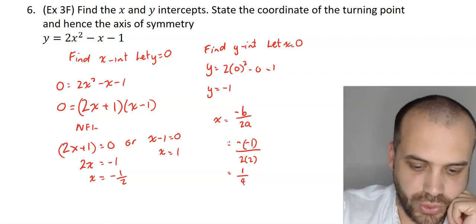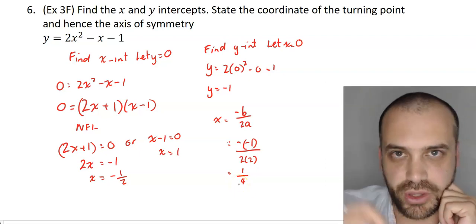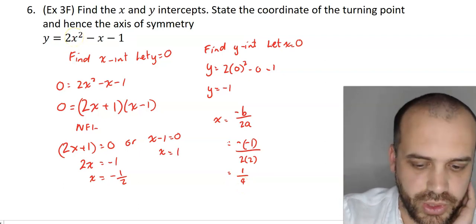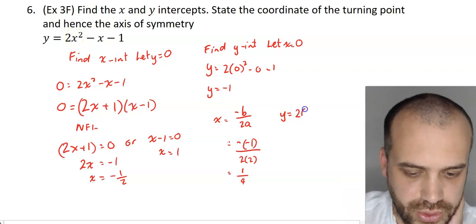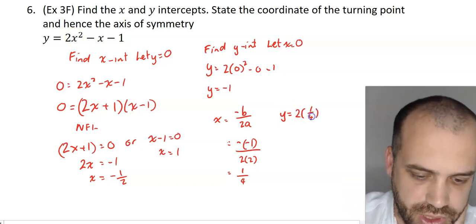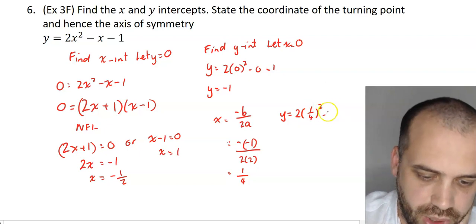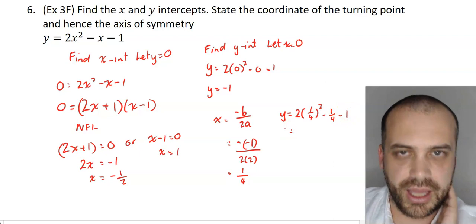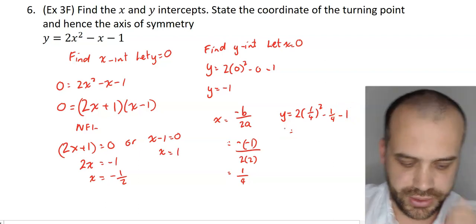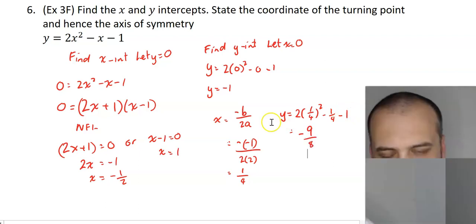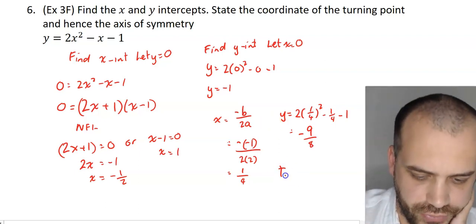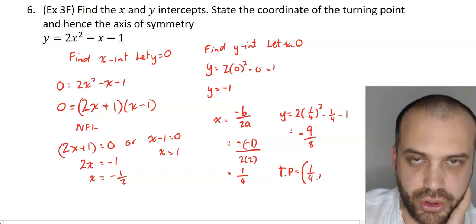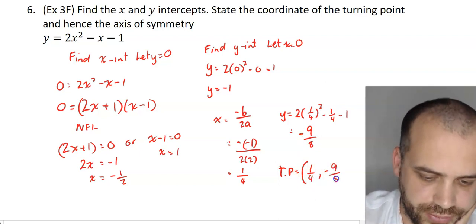Once I know the x-coordinate of the turning point, I can find the y-coordinate of the turning point by letting x equal 1/4. So y equals 2 times 1/4 squared minus 1/4 minus 1. And then I just solve that. That gives me a turning point equals 1/4 comma negative 9/8.